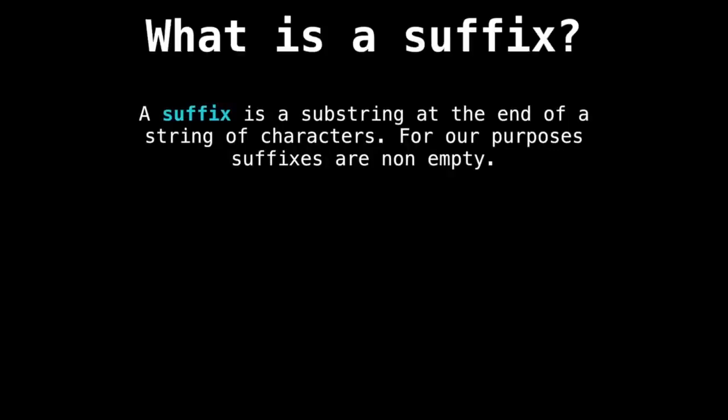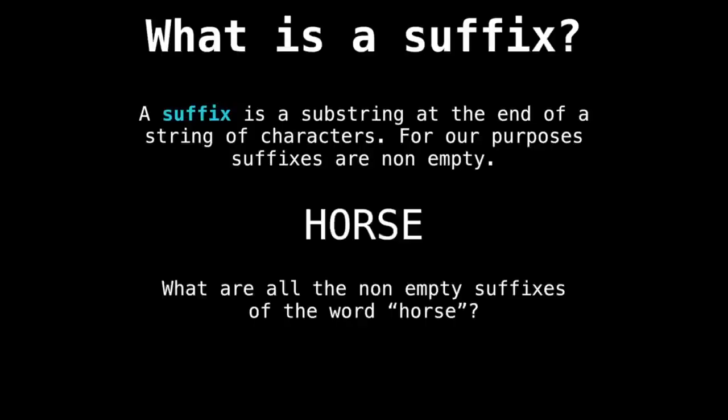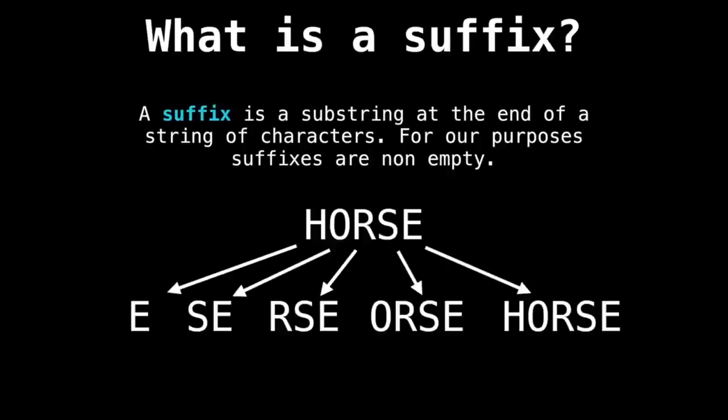For our purposes, a suffix is a non-empty substring at the end of a string. For example, if we ask ourselves what all the possible suffixes of the string horse are, we are able to come up with 5 unique suffixes. And they are E, SE, RSE, and so on.